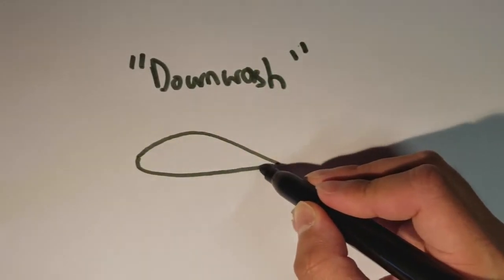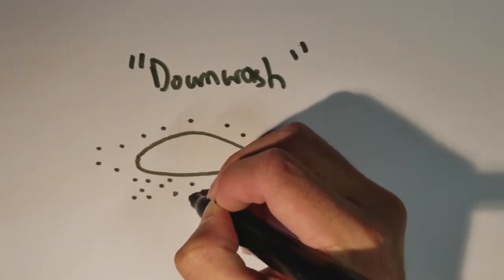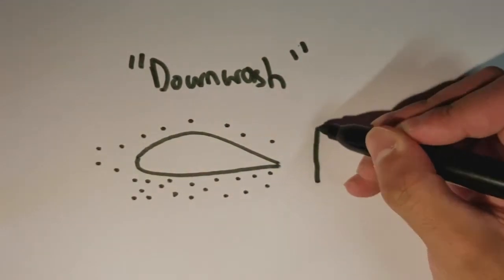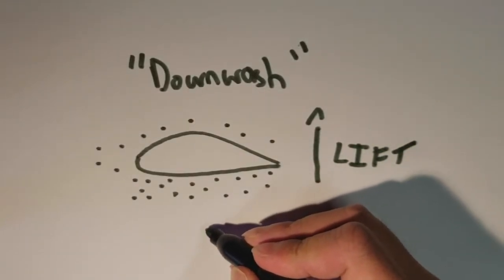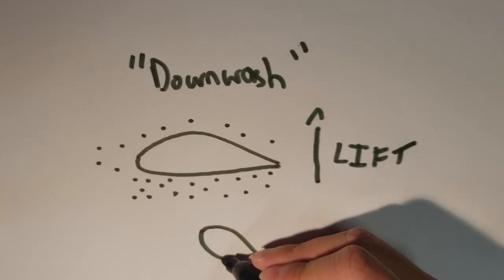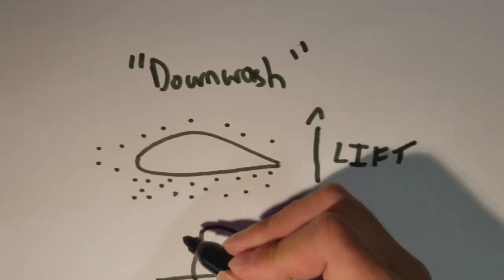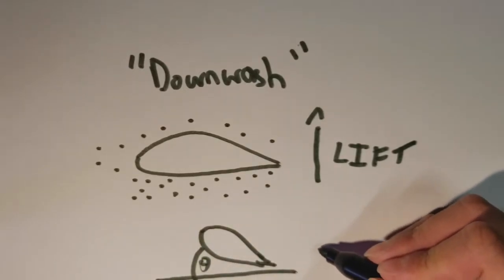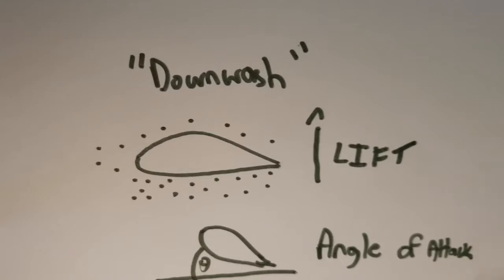This means that more pressure is being exerted on the bottom of the wing than the top, and thus generating lift. The angle at which the wing is tilted is called the angle of attack. Generally, the higher the angle of attack, the greater the downwash is, and thus producing more lift. Similarly, the lower the angle is, the less lift it generates.